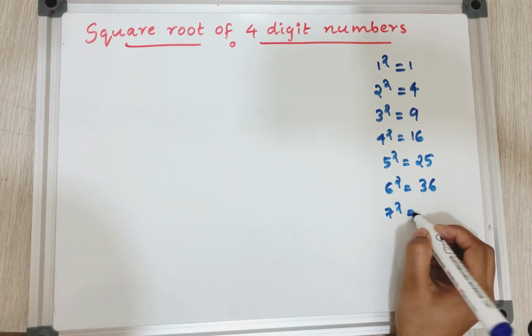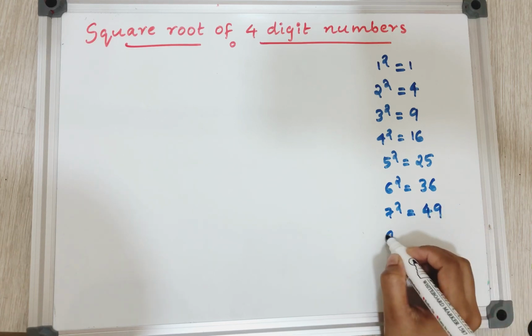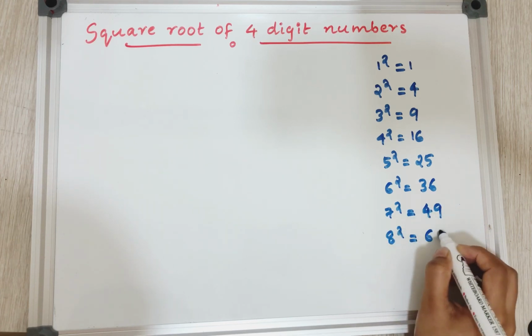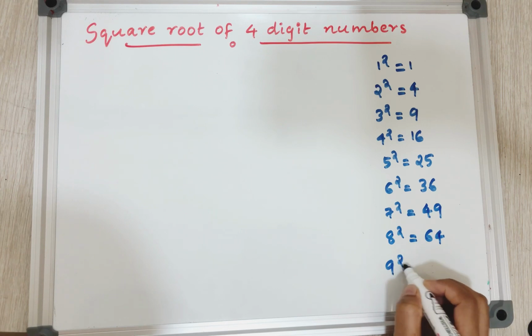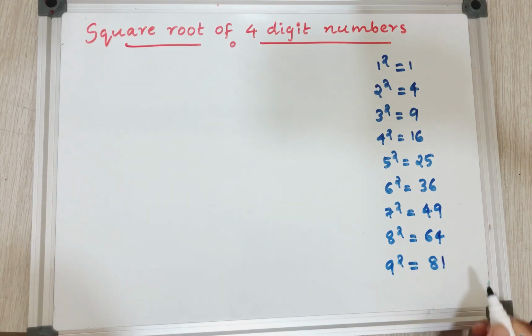7 square is equal to 49. 8 square is equal to 64. 9 square is equal to 81.